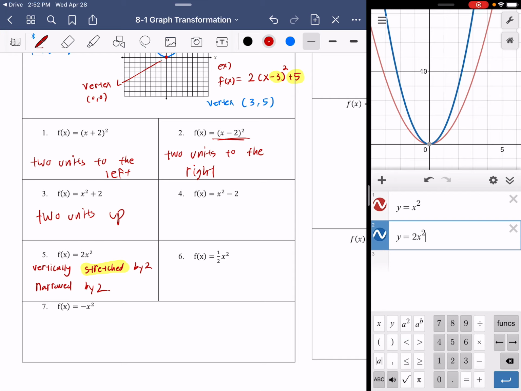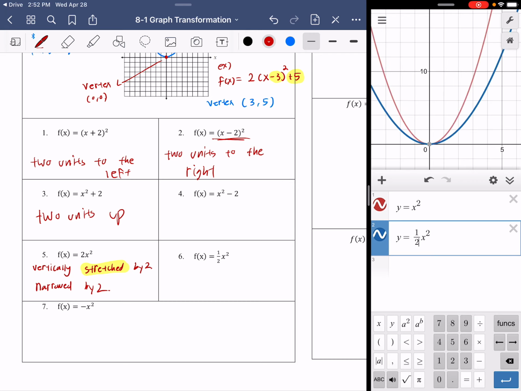What about question number 6? What happens if you put 1 over 2, something that is smaller than 1? Compare red and blue. Red is the original and blue is the new one. What happened? The graph got fatter, right? Like wider. So we call it what? Compressed by 1/2, or widened by 1/2.